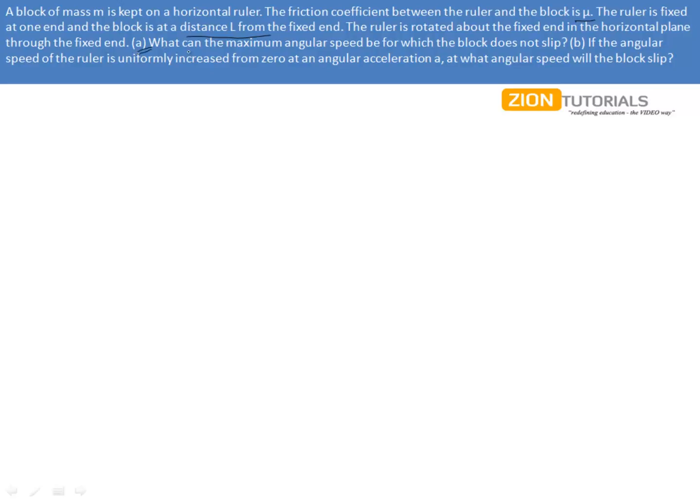A. What can the maximum angular speed be for which the block does not slip? And B. If the angular speed of the ruler is uniformly increased from 0 at an angular acceleration alpha, at what angular speed will the block slip?